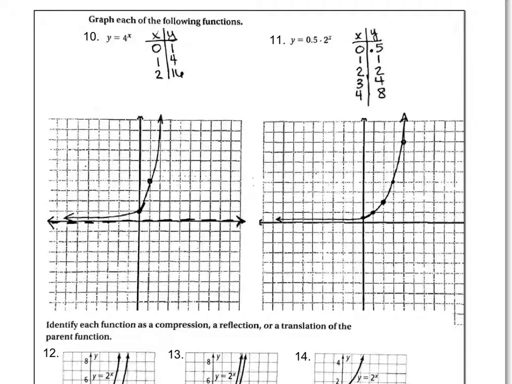Here are your answers from last night's homework. Number 10 and 11, you were graphing. Number 10, that one doesn't have any transformations to it because there's no number besides that base of 4. Number 11, that's a compression because it's a 0.5, and that means your graph is going to get a little bit wider, the curve. So that's what 10 and 11 should look like.